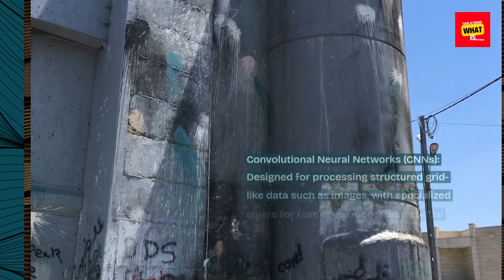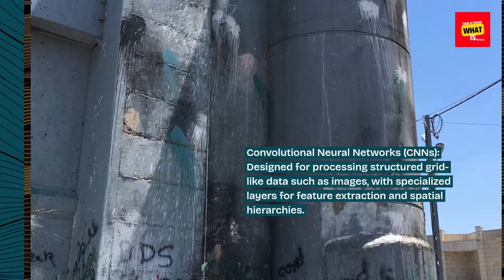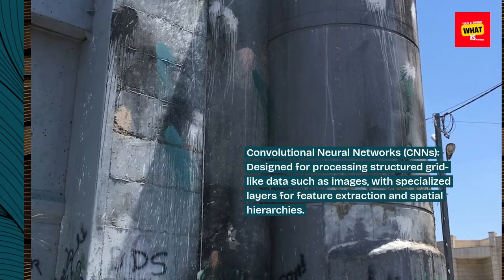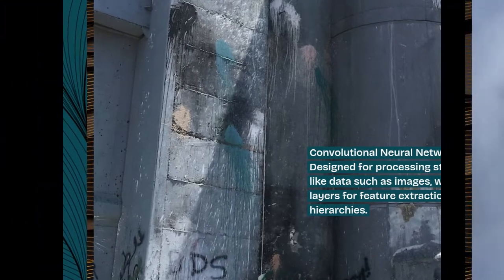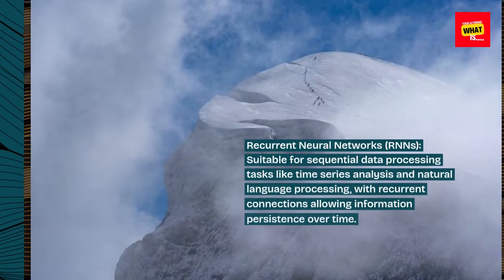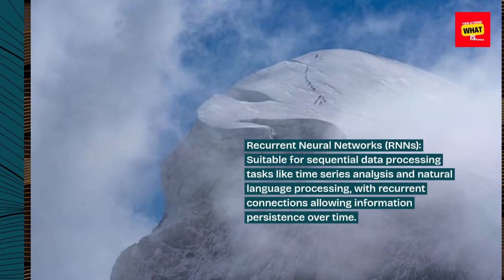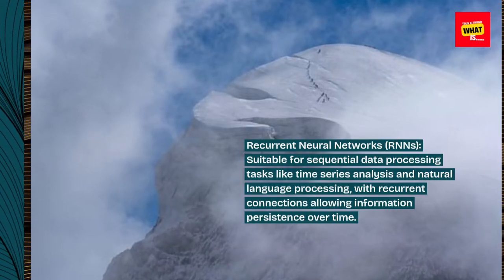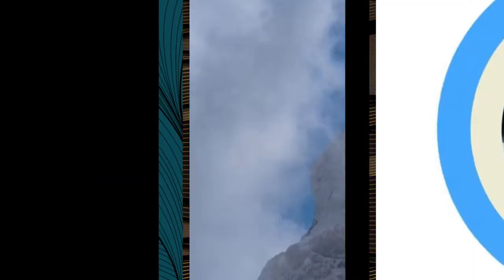Convolutional neural networks, CNNs, designed for processing structured grid-like data such as images, with specialized layers for feature extraction and spatial hierarchies. Recurrent neural networks, RNNs, suitable for sequential data processing tasks like time series analysis and natural language processing, with recurrent connections allowing information persistence over time.